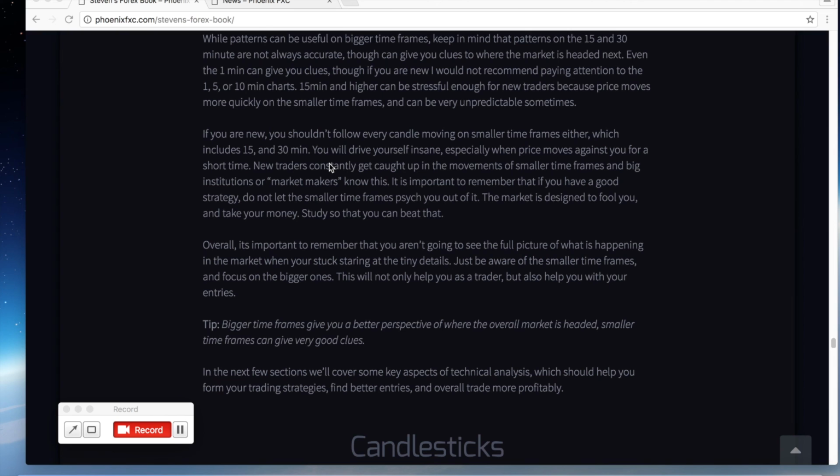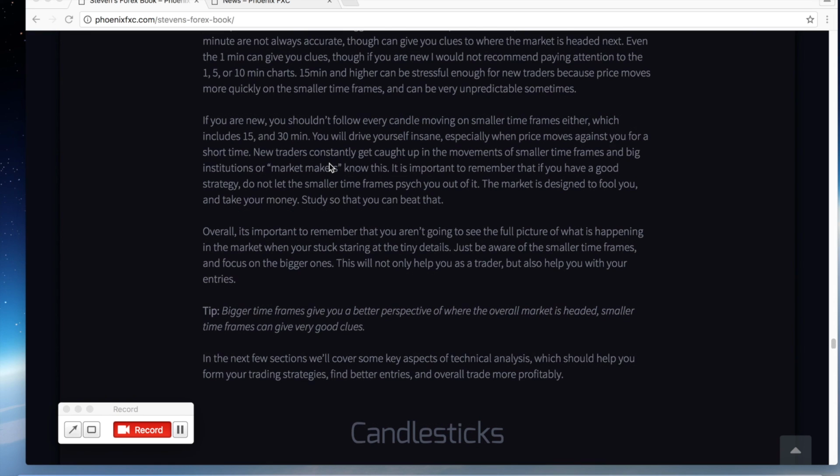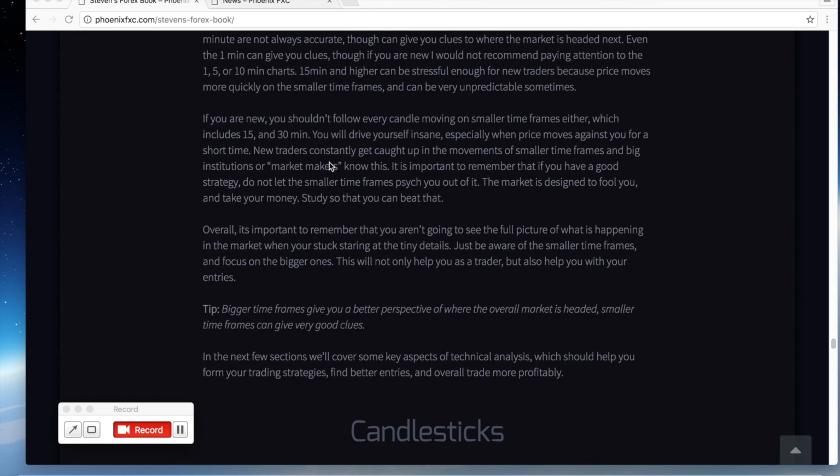Don't stress yourself out on smaller time frames when you're new, guys. Don't do it. Small time frames, good for when you're more advanced and want to scalp. When you're new, stick to higher time frames. It'll be easier for you, and you'll stress yourself out less.